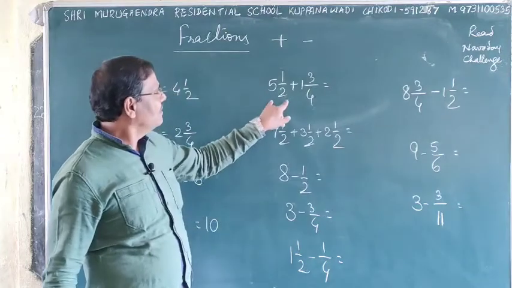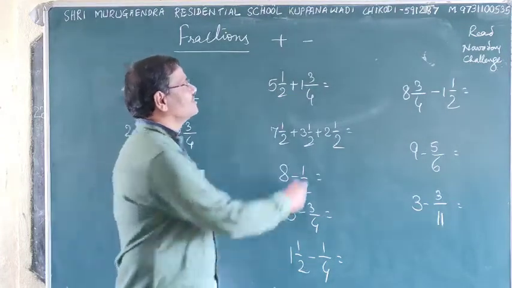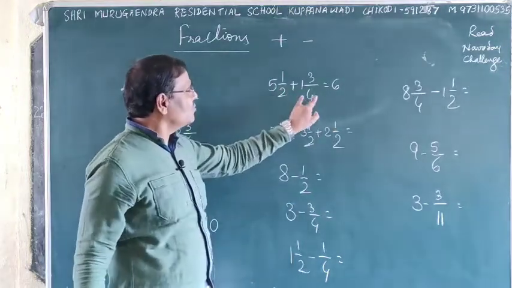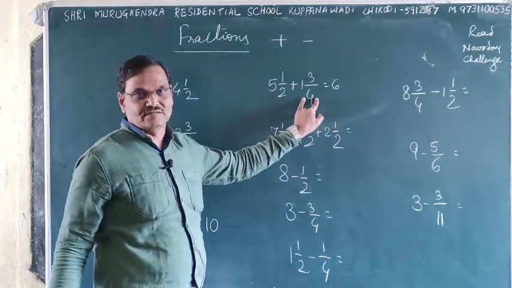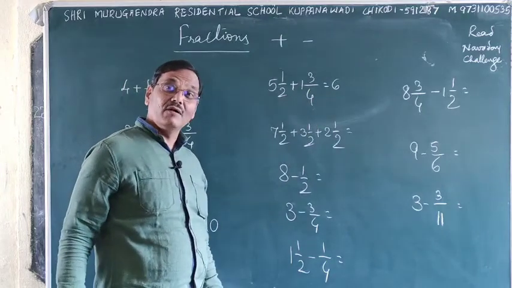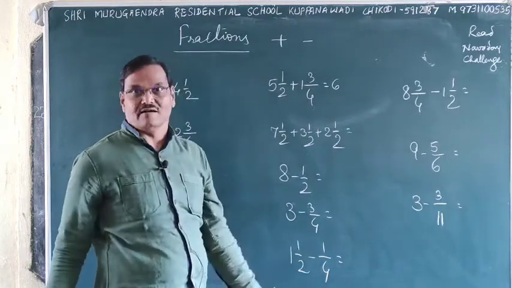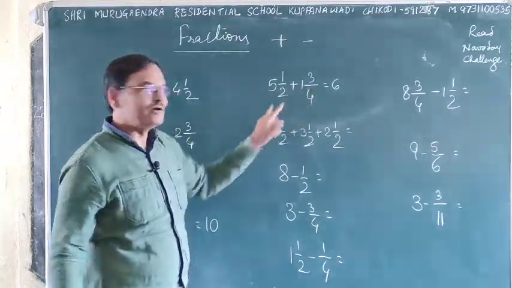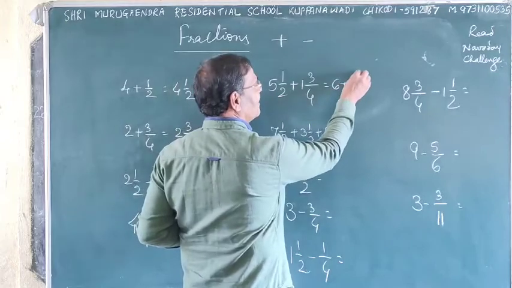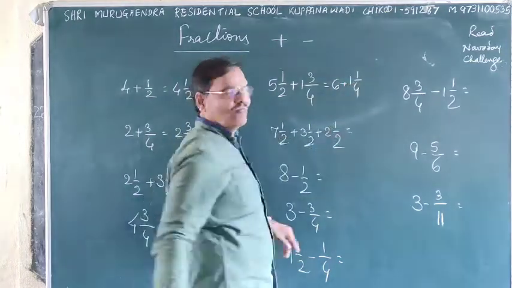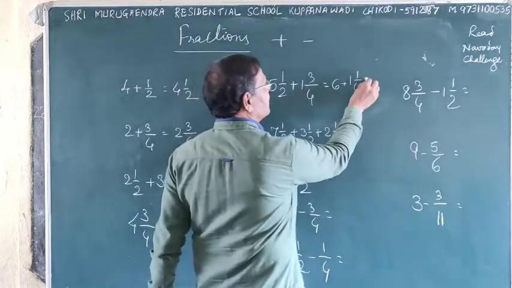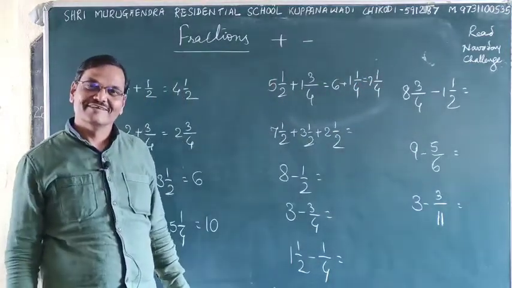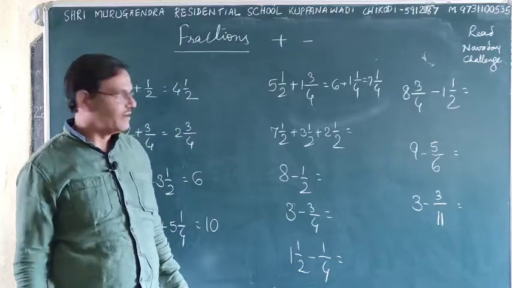See here, 5 plus 1 is 6. 1 by 2, it is above, 1 by 2 it is. What is 3 by 4? 3 by 4 is half plus quarter. Isn't it? Half is included here, then 1 of 1 by 4, 1 quarter, that is 7 of 1 by 4 it is. 7 whole 1 by 4.